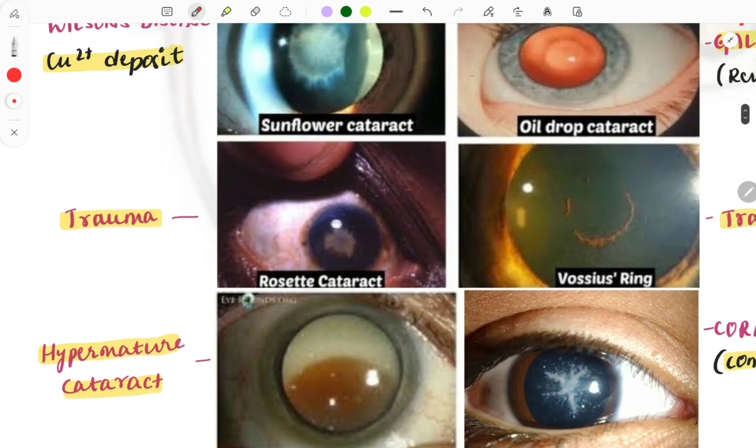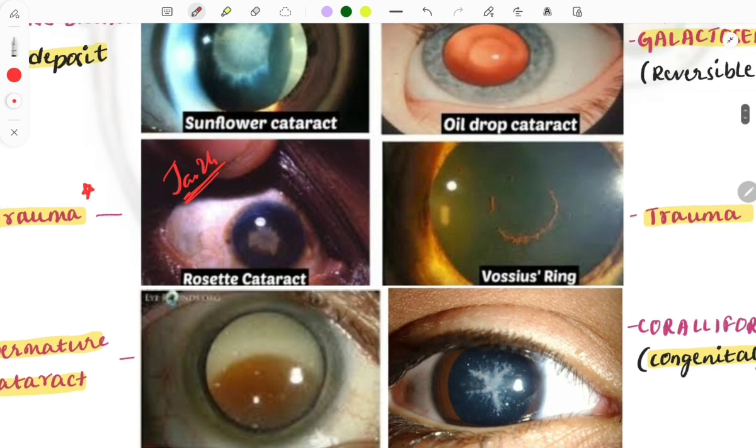Then rosette cataract, seen in trauma. This is also a repeat topic, and I've seen this question in most of the papers of past years. When I was analyzing them, this rosette cataract question was there in all the papers, and in Jan 24 also the question was there on rosette cataract associated with trauma.